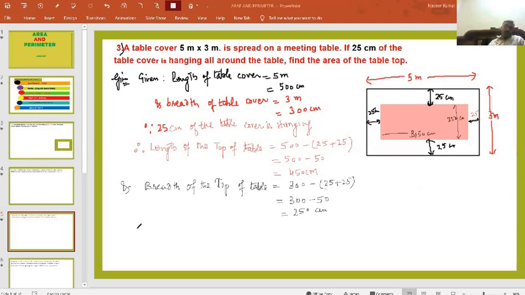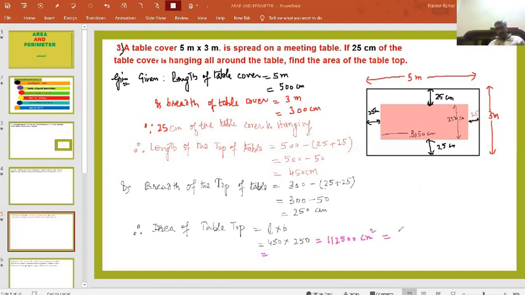Therefore, the area of the top of the table is equal to length into breadth. What is the length here? Length is 450 and breadth is 250. Multiply them. 450 into 250 is equal to 1,12,500 centimeters square. Convert into meters now.